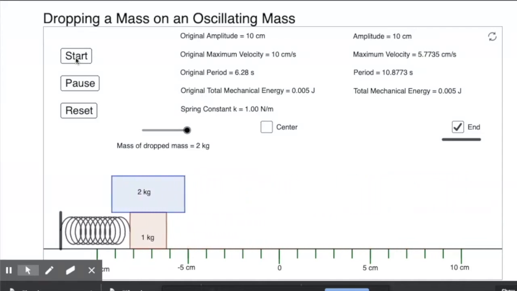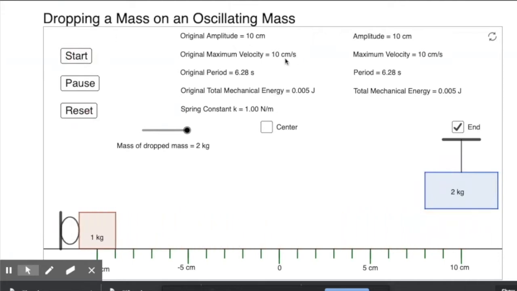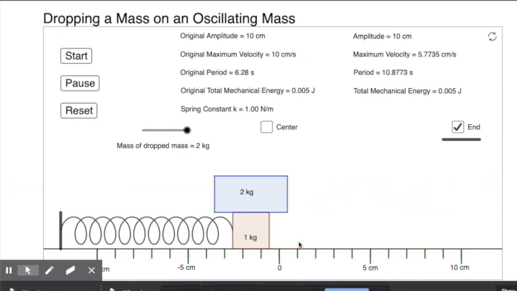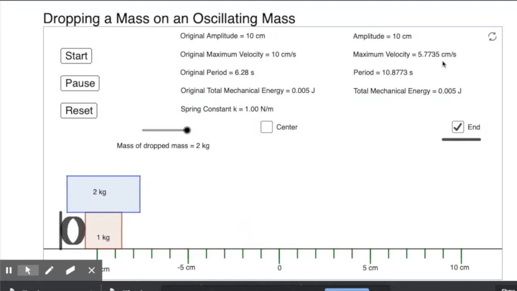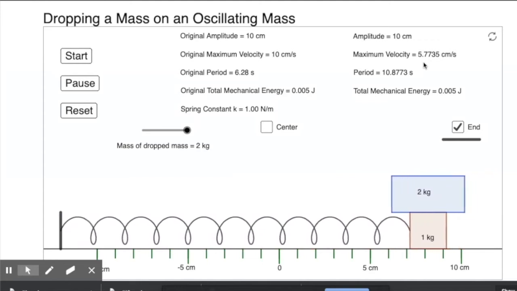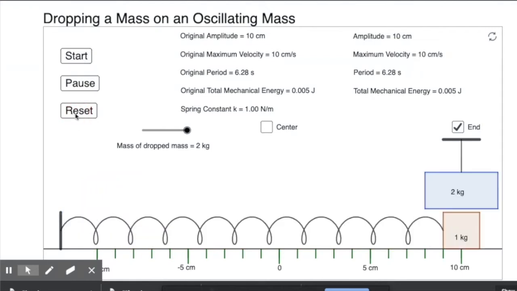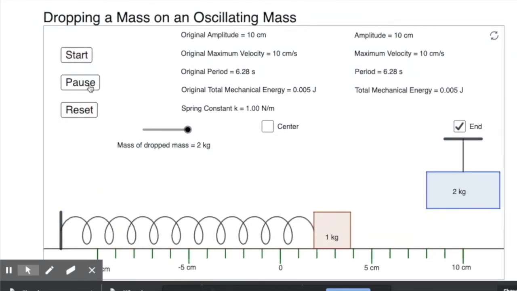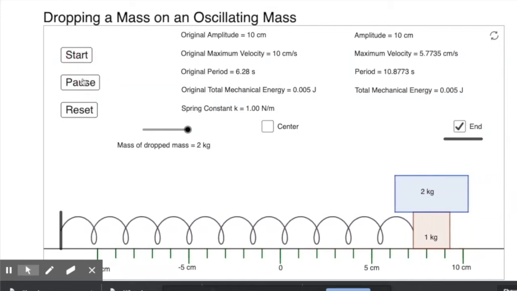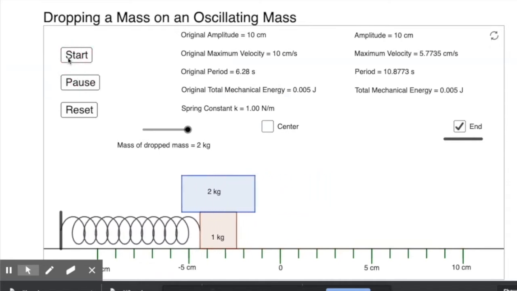And of course, I hope everybody realizes that if we calculate the kinetic energy of a 1 kilogram block moving at that speed, 10 centimeters per second, and now we calculate the kinetic energy of 3 kilograms of mass moving at that velocity, 5.7735, we would in fact see that the kinetic energy stays the same. And it's because when the block is dropped, it has the same amount of elastic potential energy as it originally had. And so it has to have the same amount of kinetic energy at the equilibrium position. That's the idea.